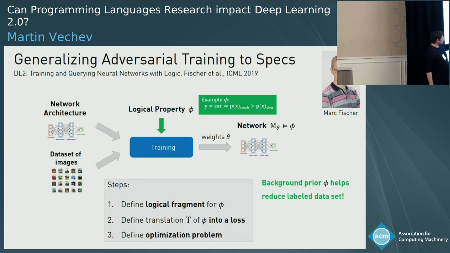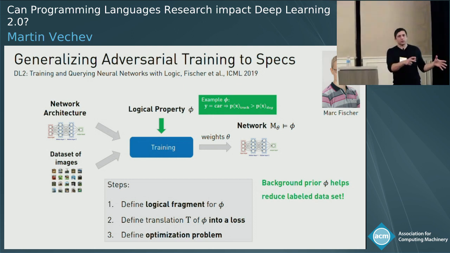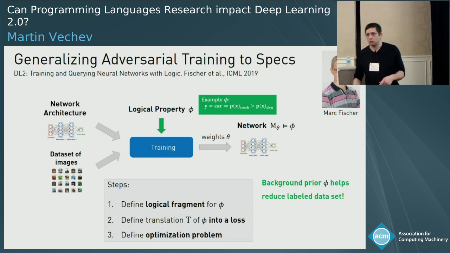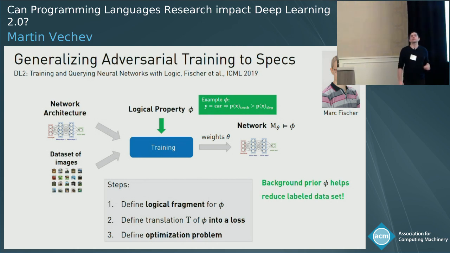Well, you take the property in some logical fragment, and then you define a translation from that logical property formula to a loss function. And then you define an optimization problem, which essentially is the adversarial training optimization problem, slightly lifted. Let me give you an idea how this works. One nice point about this is that these background priors, unexpectedly so, reduce the amount of needed labeled data. So you reduce the number of examples that you need by giving these properties.